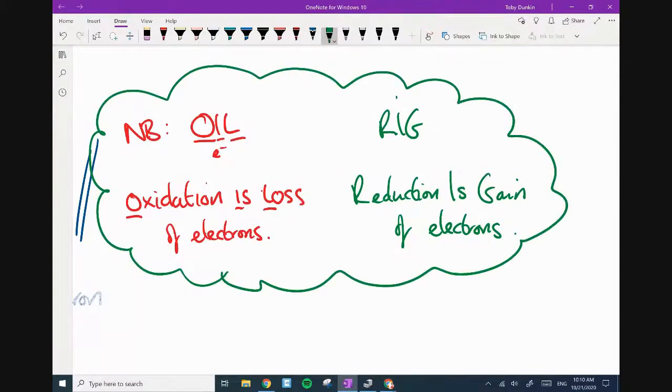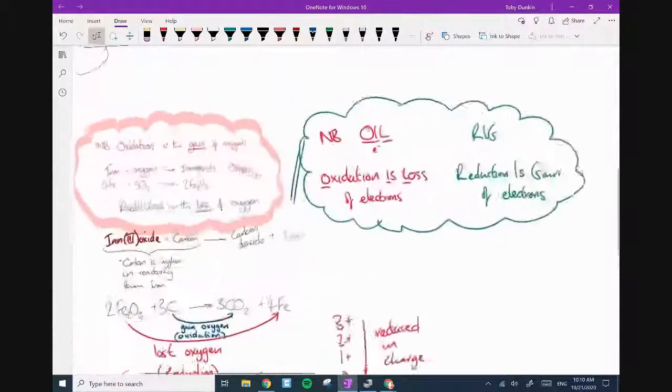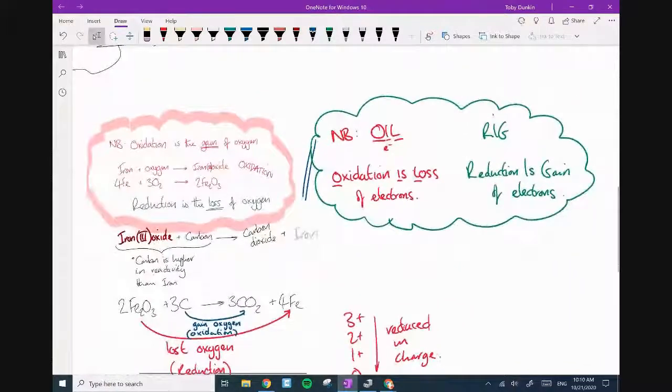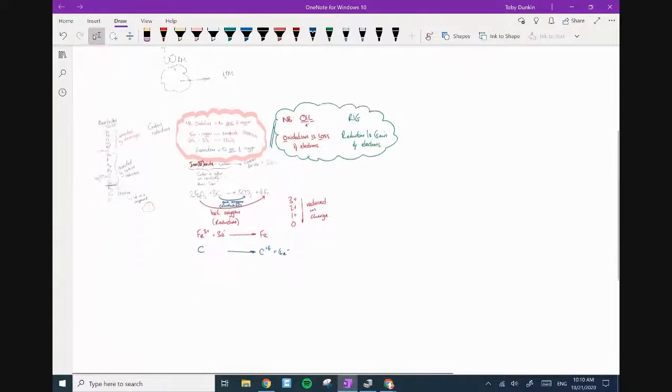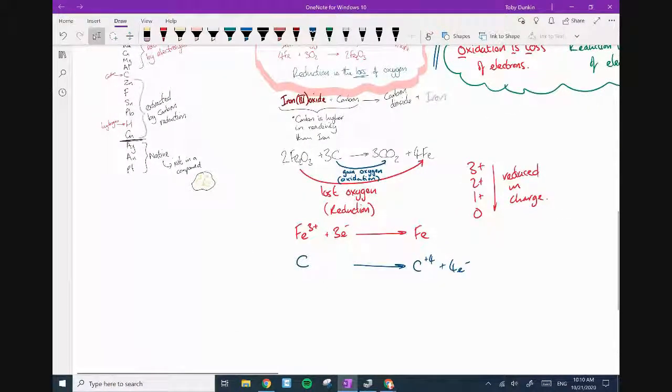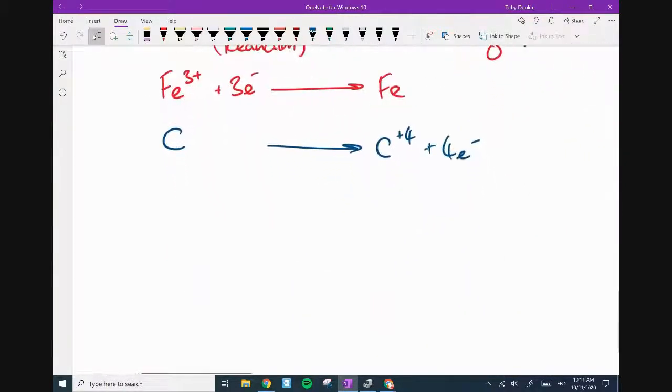Now, I'm going to constantly refer back to these two things, guys, all the way through the lesson. So don't worry if you haven't learned them, you'll get used to it. OIL RIG is one of the best things ever invented for chemistry because it makes it a little bit easier to remember what's happening in terms of electrons. All right. So in this reaction, both are happening. Both oxidation and reduction are happening at the same time.